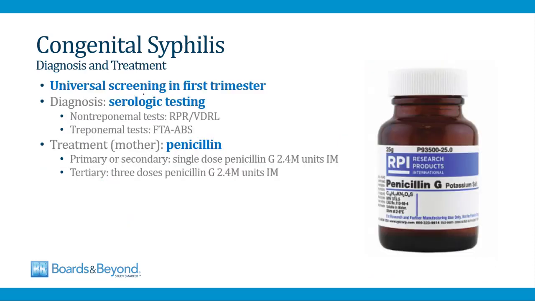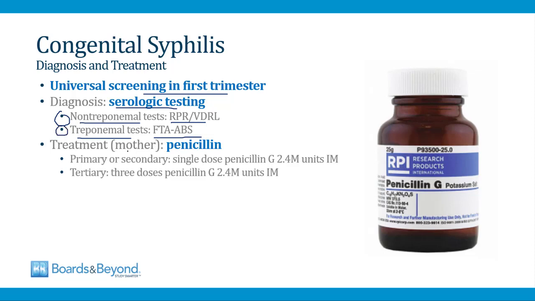Women are universally screened in the first trimester for syphilis. This is done through serologic testing. There are two types of tests for syphilis. So-called non-treponemal tests include the RPR and VDRL test, and treponemal tests include the FTA-ABS test. Usually a non-treponemal test is done for screening, and then if it's abnormal, a treponemal test is done for confirmation.